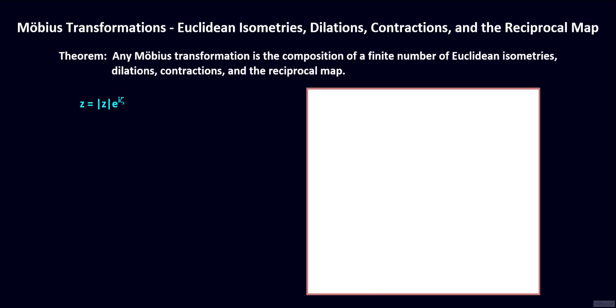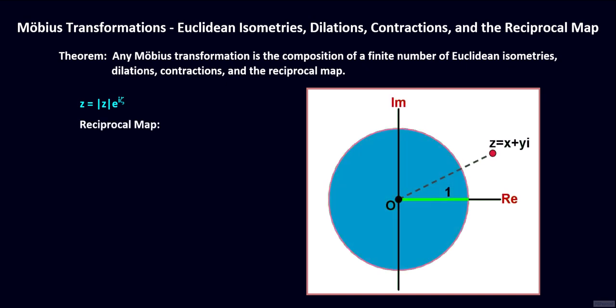We have the last mapping pertinent to this exercise, and this is the reciprocal map, which we designate as the map R. As the name suggests, R of z is simply 1 over z. By multiplying both numerator and denominator by the conjugate of z over itself, we find that 1 over z equals the conjugate of z divided by the square of the absolute value of z.